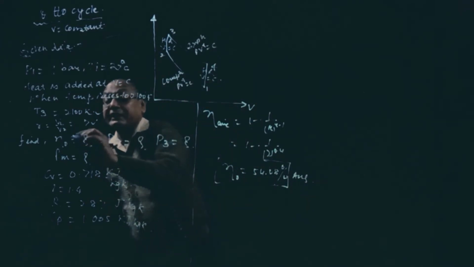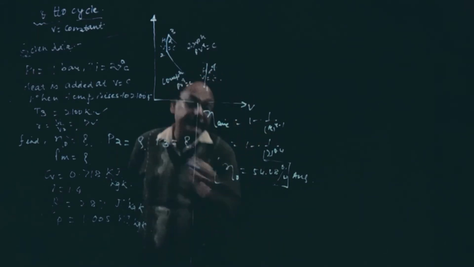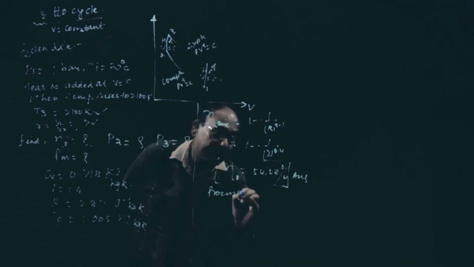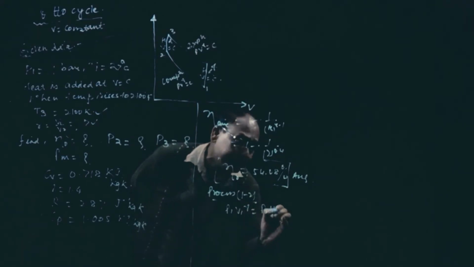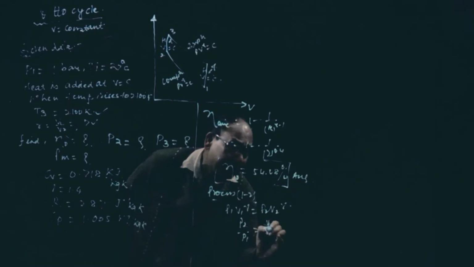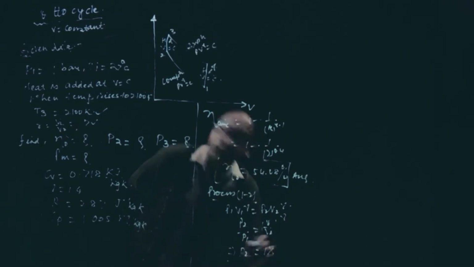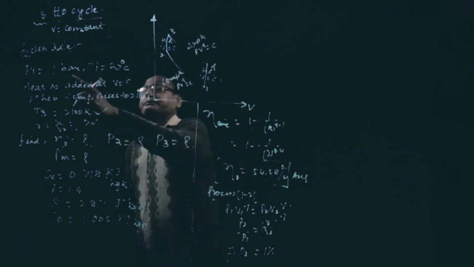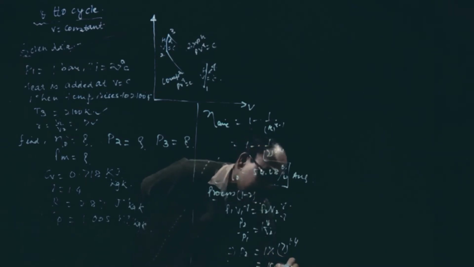Air standard efficiency is done. Now P2. How to find out P2? Process 1 to 2: P1 V1 to the power gamma is equal to P2 V2 to the power gamma. We want P2, so P2 by P1 will be equal to V1 by V2 to the power gamma. P2 will be equal to P1, which is 1 bar, given, times 7 to the power 1.4. So P2 is equal to 15.5 bar. This is also a required answer.